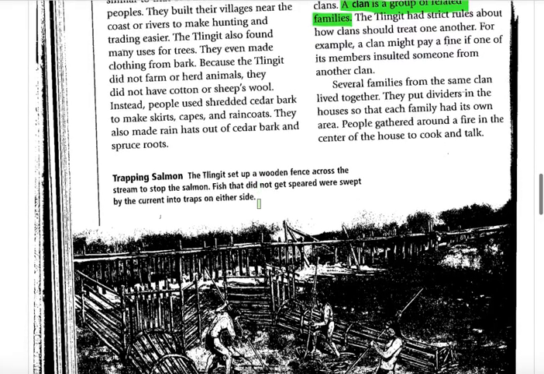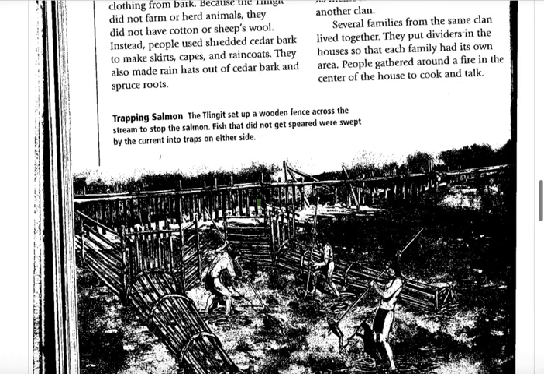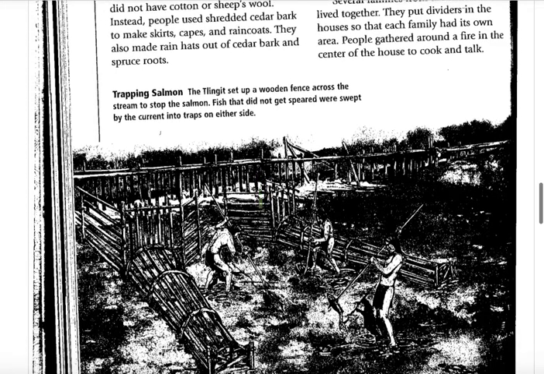Several families from the same clan lived together. They put dividers in houses so that each family had its own area. People gathered around a fire in the center of the house to cook and talk.